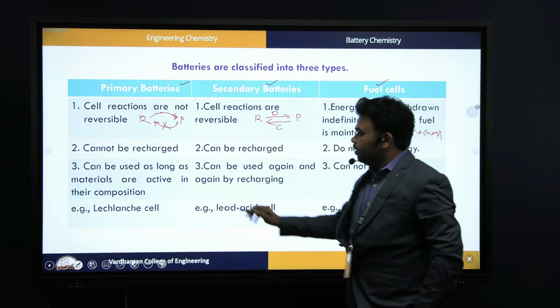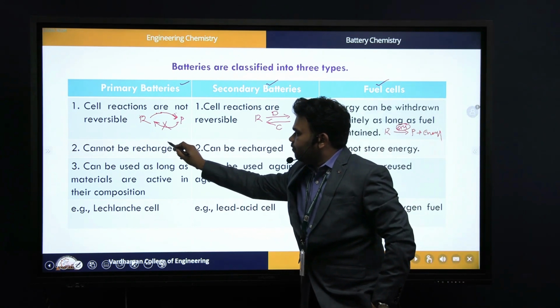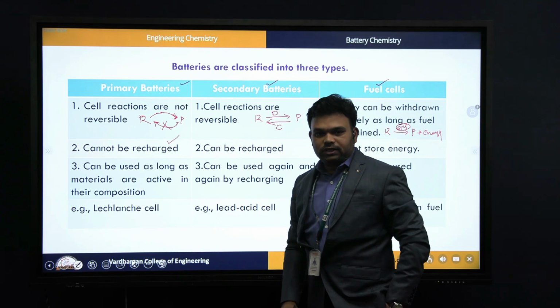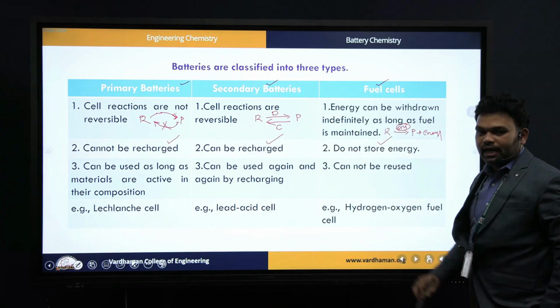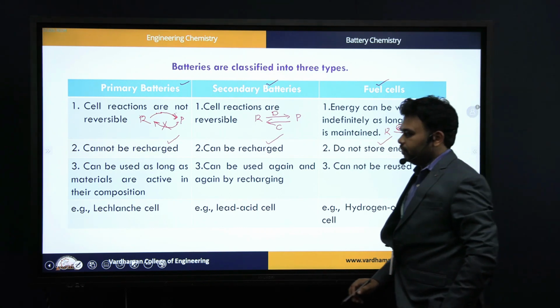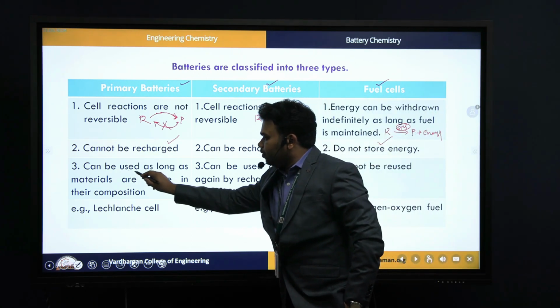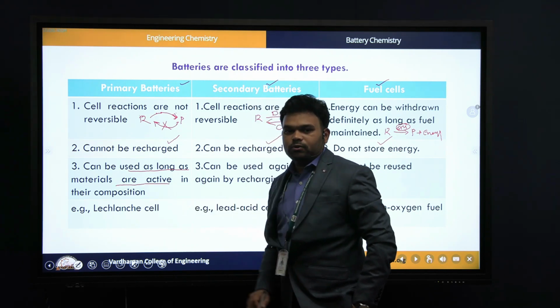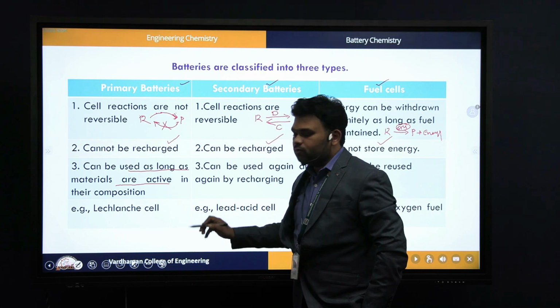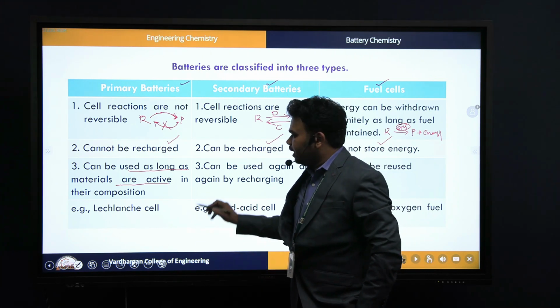That is defined as a fuel cell. Next, the second difference we observe: primary batteries cannot be recharged, as we know, secondary batteries can be recharged, and fuel cells do not have the capability to store energy. Third, a primary battery can be used as long as the materials are active in their composition. That is the main difference we observe between primary and secondary batteries.